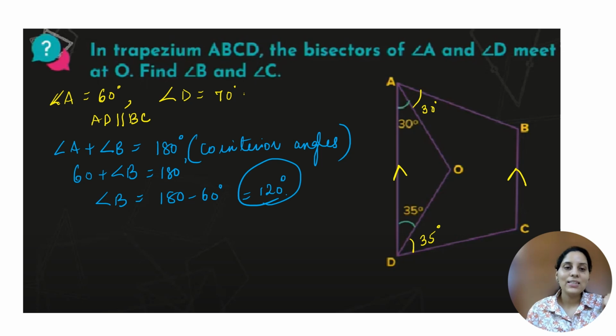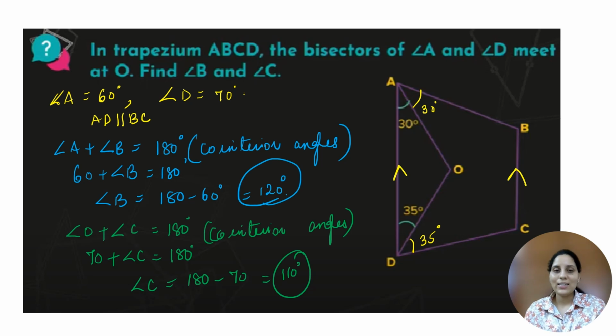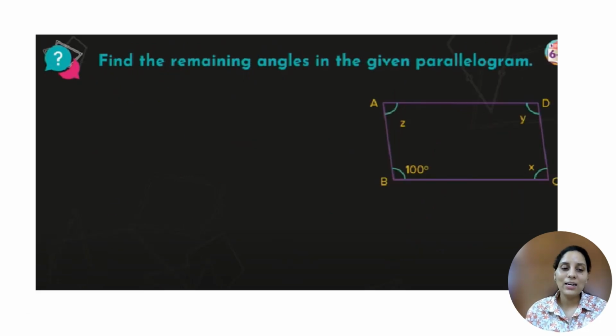Similarly, we can find angle C. Again, D and C are 180 degrees, for the same reason, co-interior angles. They both are forming co-interior angles. So 70 plus angle C is equal to 180. So angle C is 180 minus 70, which is equal to 110 degrees. It is very easy. To do these questions, you should know the properties for easy answers.